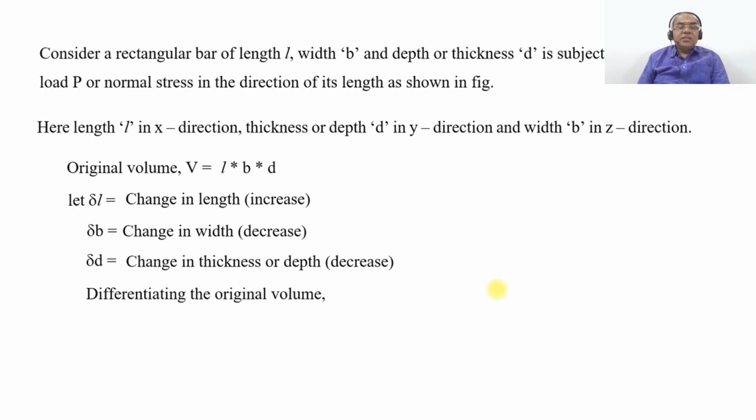Now differentiating the original volume, what happens? What is delta V? It is the product of u, v, w. So delta V will be equal to b into d into delta L plus, sorry, L into b into delta d plus L into d into delta b. So this is the differentiated original volume.